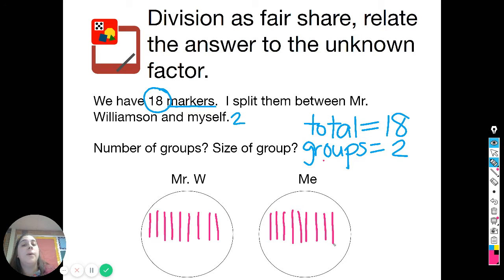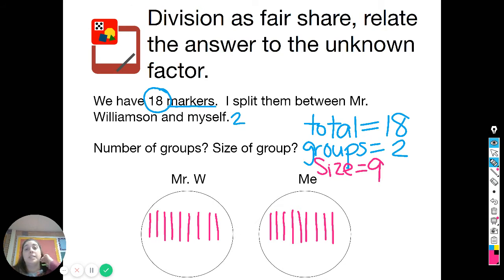So now I want to find out the size of the group. The size of the group is going to be how many markers each of us get. Let's go ahead and count. 1, 2, 3, 4, 5, 6, 7, 8, 9. So the size of the group is 9.